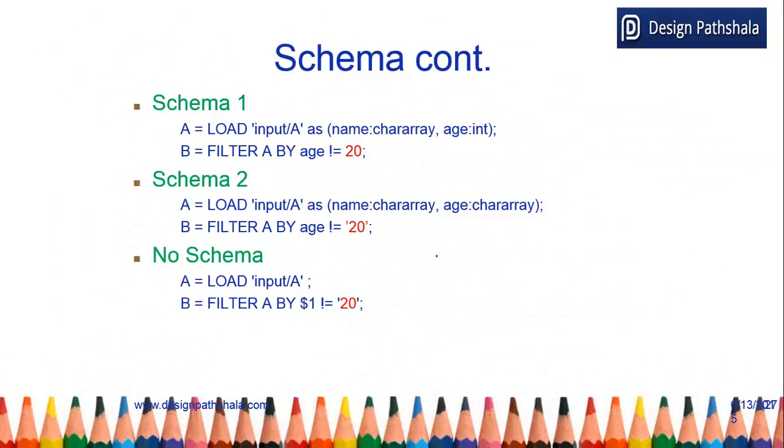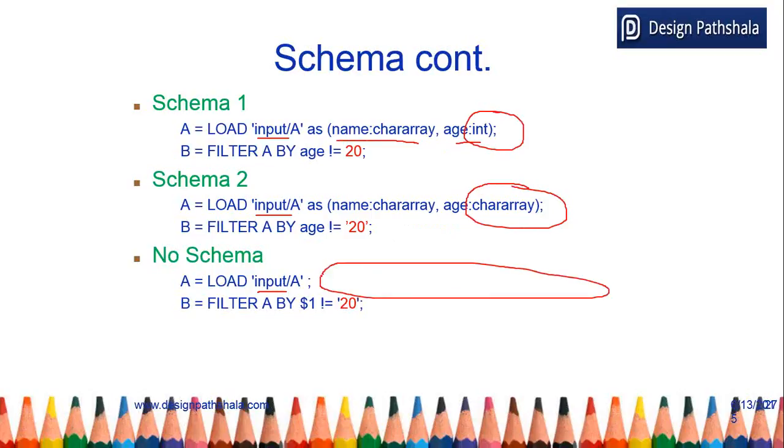Here you can see I have three statements reading the same file, input/a. In the last statement I have not even defined the schema for the file. In the first two statements I have defined the schema, but I have defined different attributes for it. Here I have said the file has two columns: one is name, the second one is age. Here I am saying age is of type int. Here I am saying age is of type chararray. And here I am not even telling how many columns are there in the file. In all three lines I am reading the same file.